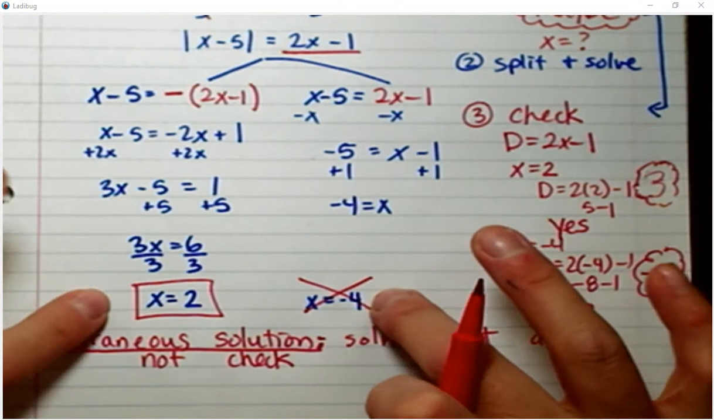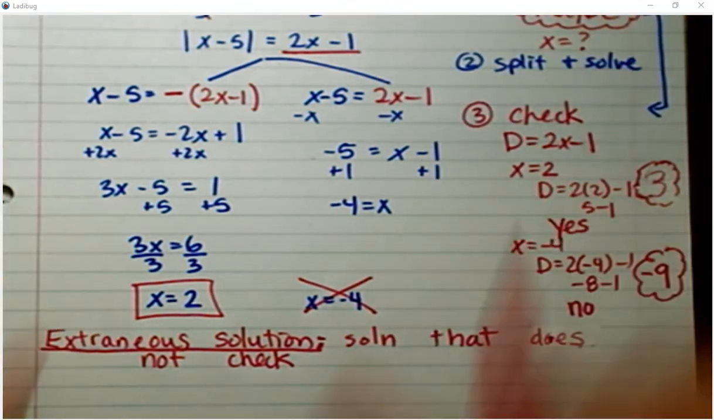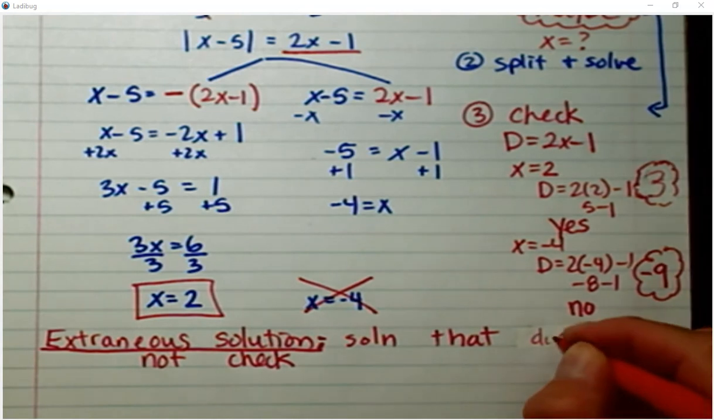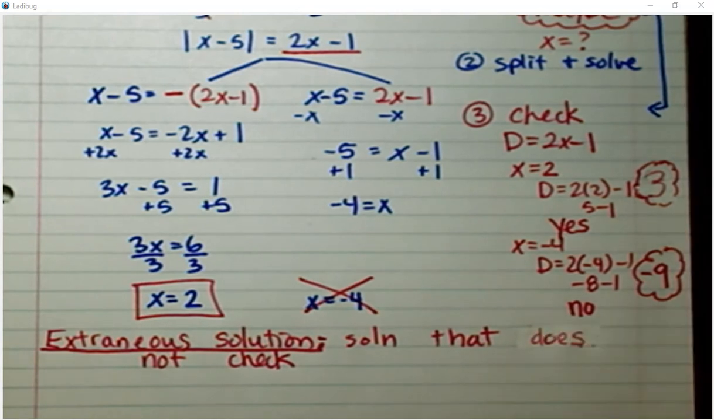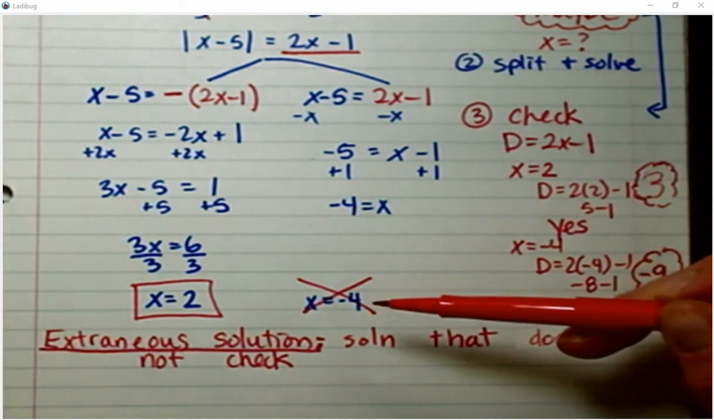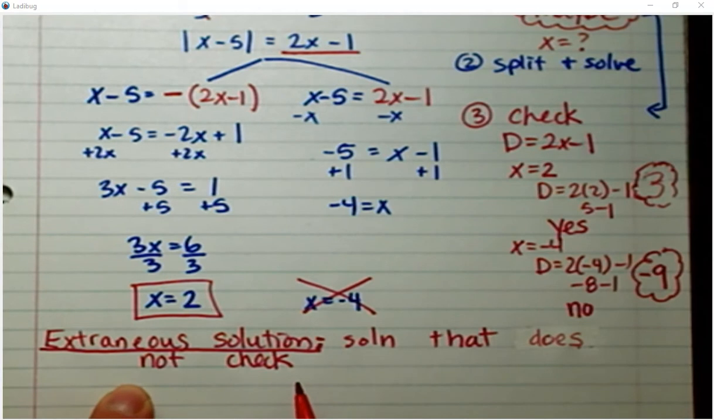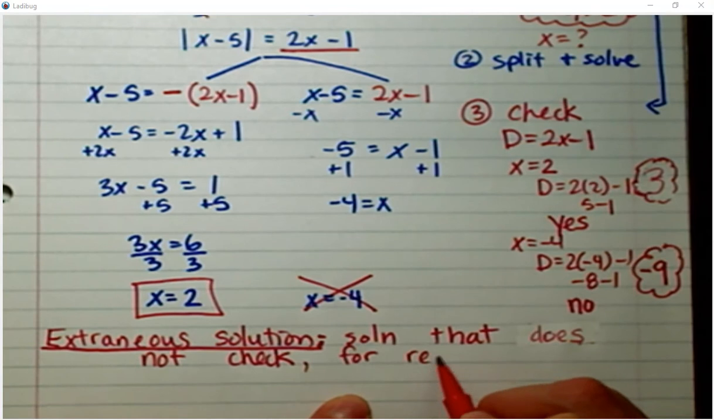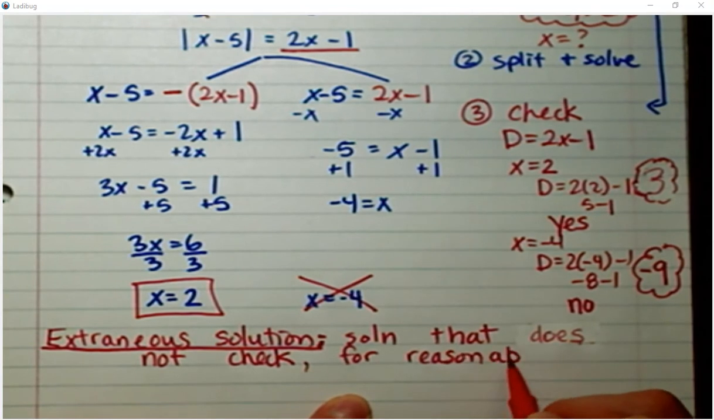You didn't mess up, guys. Your algebra was perfect. You've never had an extraneous solution until now, because you never had an equation where that could happen. So that is new this year. Your algebra, your PEMDAS was perfect, but you got an answer that did not check. This one is for reasonableness, because distance had to be positive.